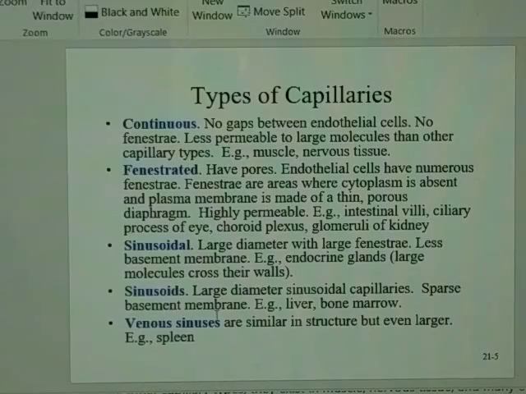A venous sinus is similar in structure to the sinusoids, and it's much larger. A good place for a venous sinus is in the spleen, because that's definitely a blood organ, and one of the things that we need to do is get those worn out red blood cells into the spleen so that we can recycle the material, and the death of the red blood cell can occur.